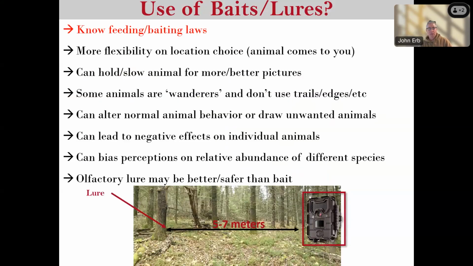Baits and lures, whole topic in itself. First thing I want to say is, especially when it comes to anything that could attract deer, be interpreted as deer feeding or baiting, know the laws. A lot of areas you simply can't do this.